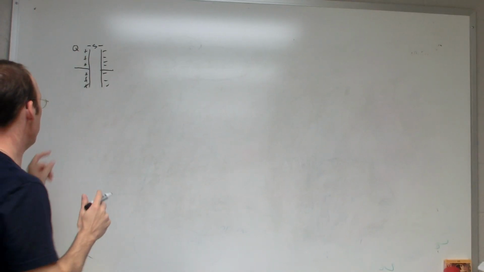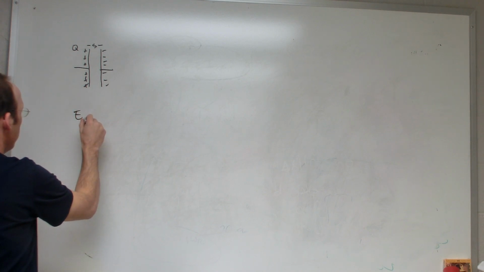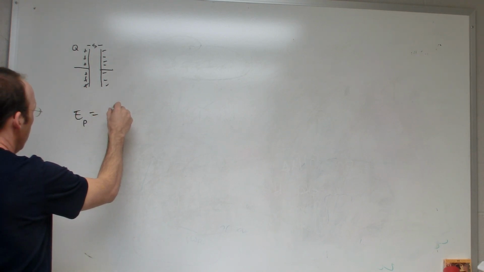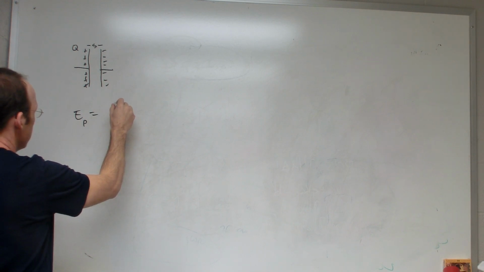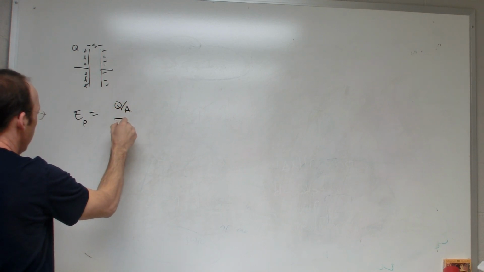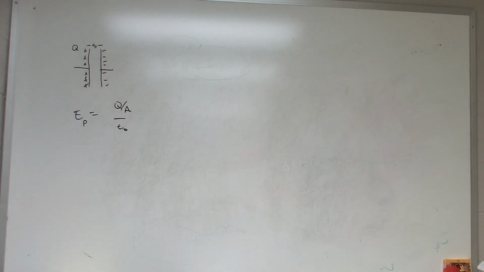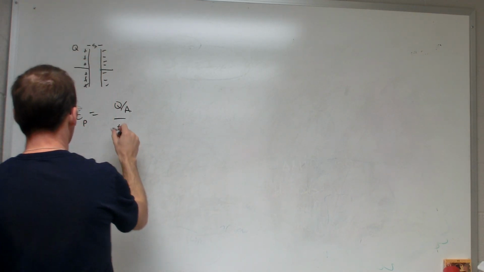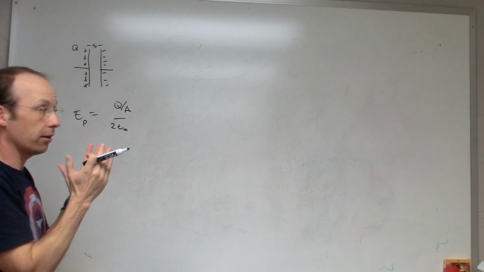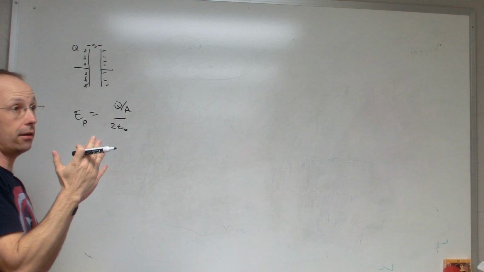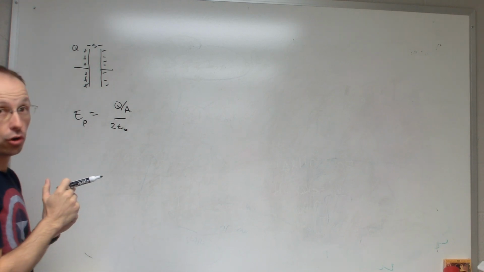If you just have one plate, the electric field due to one plate, called E_P, the magnitude, would be Q over A over 2 epsilon naught. Is the 2 on the bottom or the top? I always forget that. It's on the bottom. So it doesn't depend on the separation. That's important, because if you pull them apart, you still get the same electric field if you have the same charge in the same area.